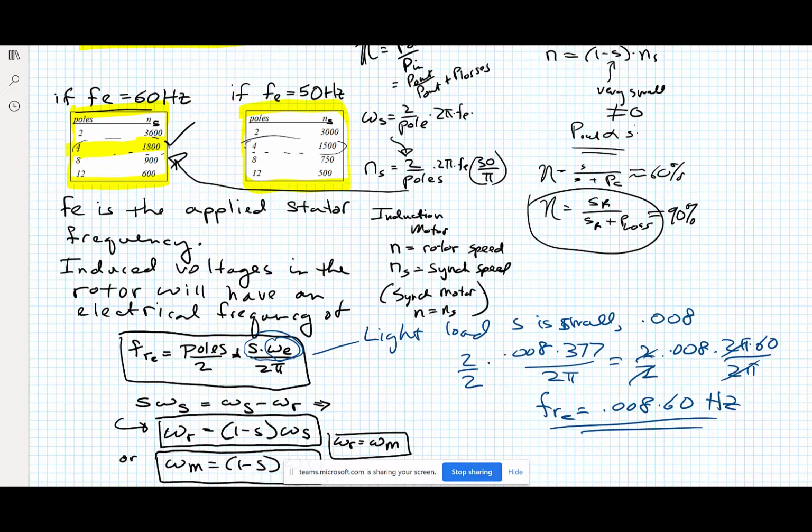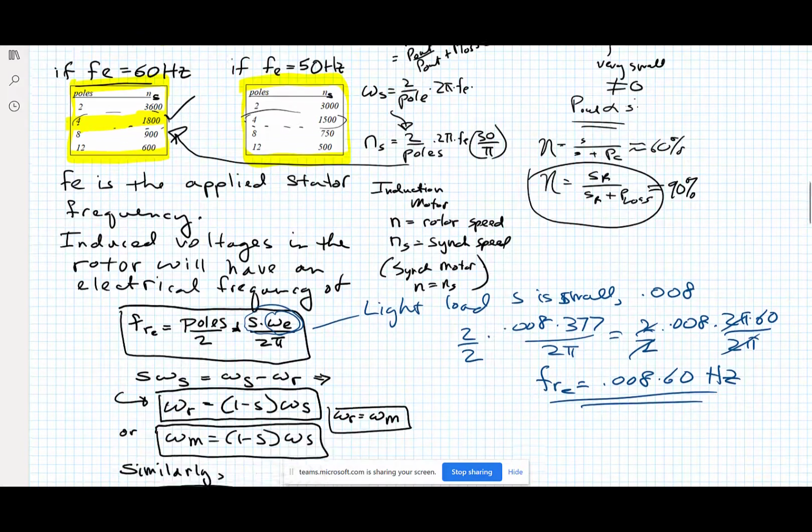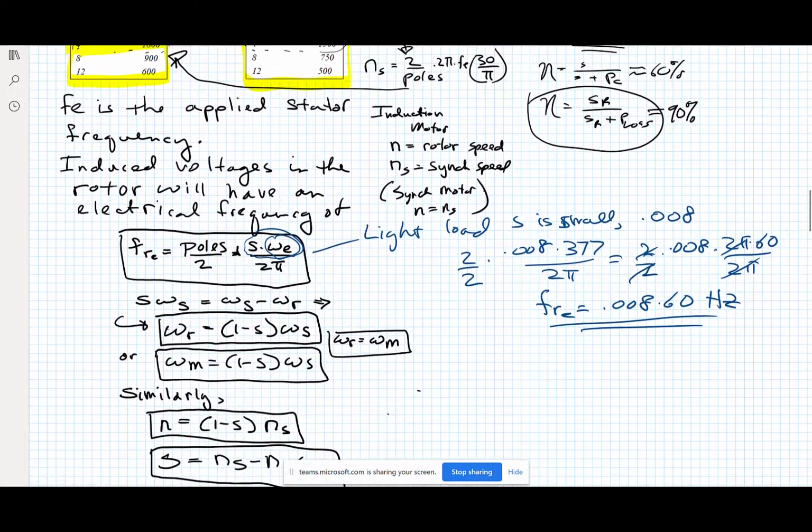You're always going to have some frequency in there because those windings are shorted if you're applying a voltage. And that's related to the slip frequency. So this is another important equation right here that I could use, and I could find that.